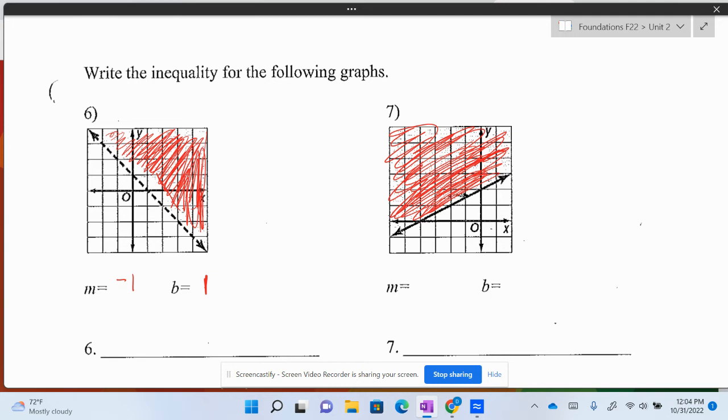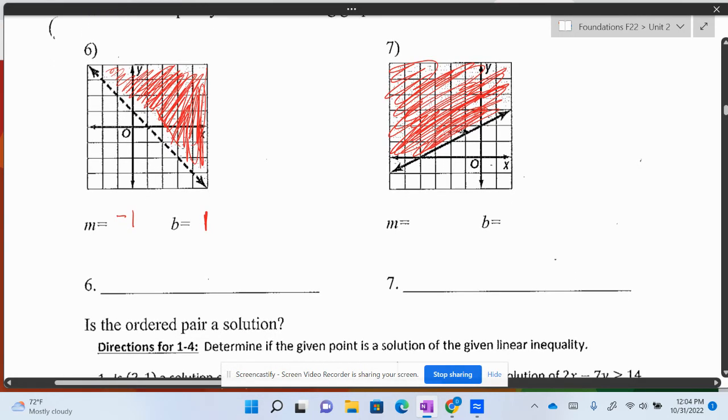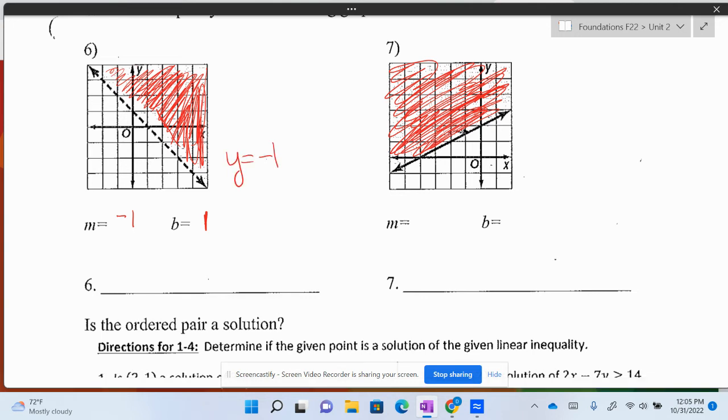Kate, can you write an equation, not an inequality, for that in y equals mx plus b? Let's start with an equation. Y equals -1x plus 1. Perfect. So if this were an equation, it would be y equals -1x plus 1. But it's an inequality, so I just have to change the equal sign.